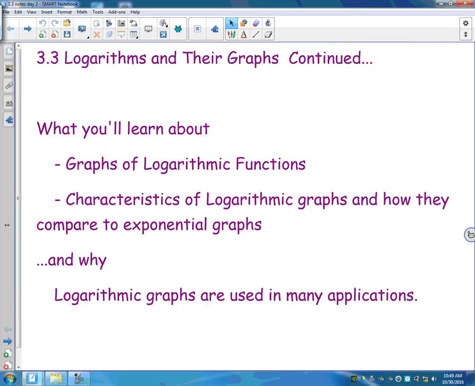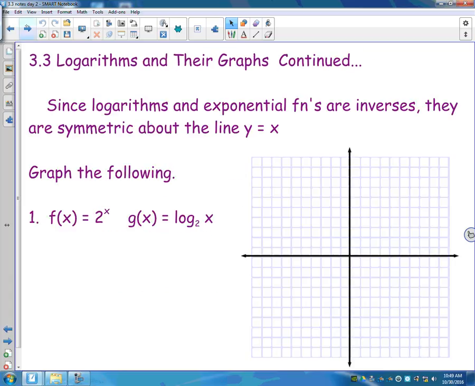Okay, so now that we've talked about what a logarithm is and we've evaluated some logarithms without a calculator and with a calculator, we want to talk about the graphs of them. And again, you're going to need to be able to graph these both with and without technology. Today we're going to focus on doing it by hand, maybe with a scientific calculator. So again, we're getting close to those applications.